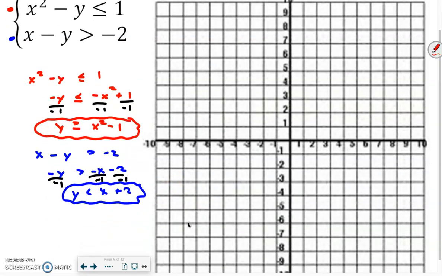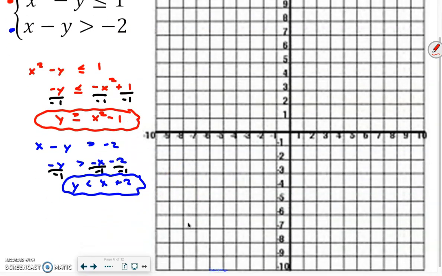I think so. All right, so the red one. This is the parent function for a parabola, but it's been shifted down 1 unit. So my vertex is here at 0, negative 1, which means if I go right 1, up 1, left 1, up 1, right 2, up 4, left 2, up 4, right 3, up 9. So let's count that out. 1, 2, 3, 4, 5, 6, 7, 8, 9. Left 3, up 9. Like that.